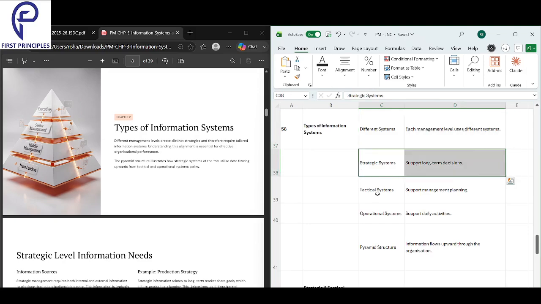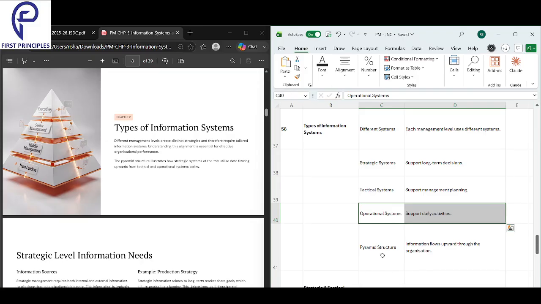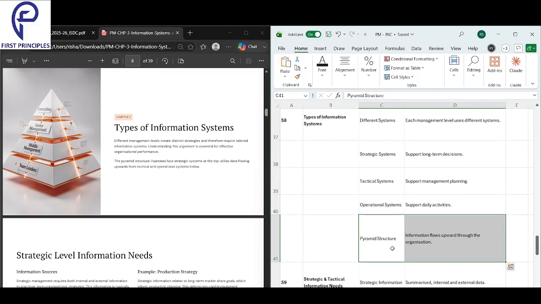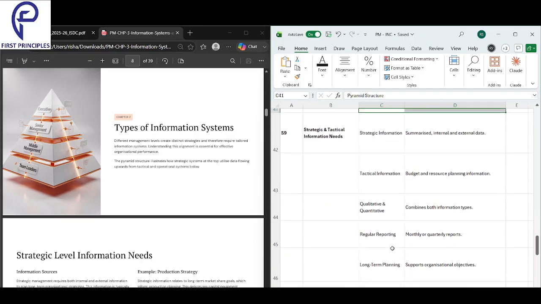Strategic, they support long-term. Tactical, they support planning. Operational, they need daily activities. So there's a structure. Information flows up and down. Why does the information flow? It must be integrated.